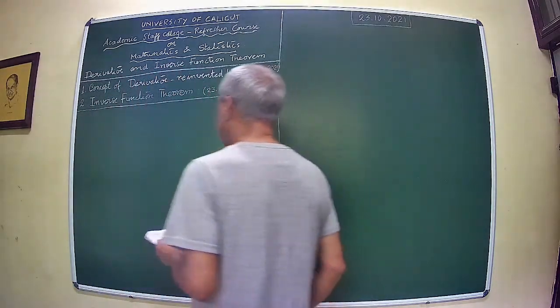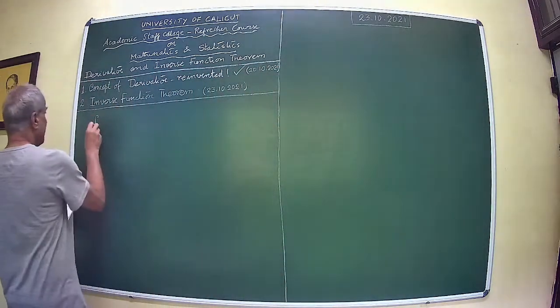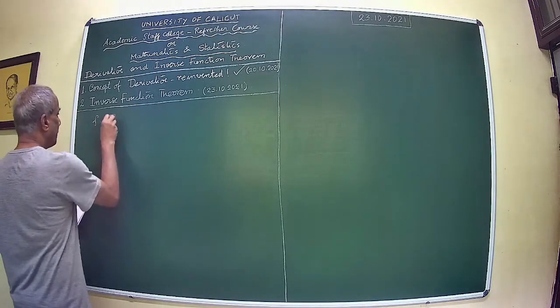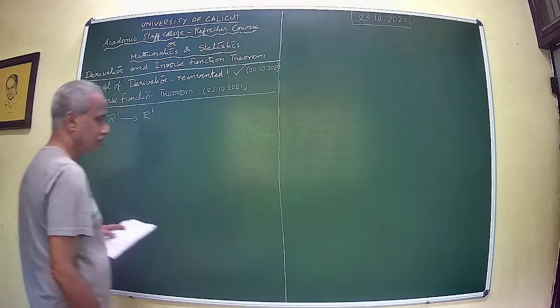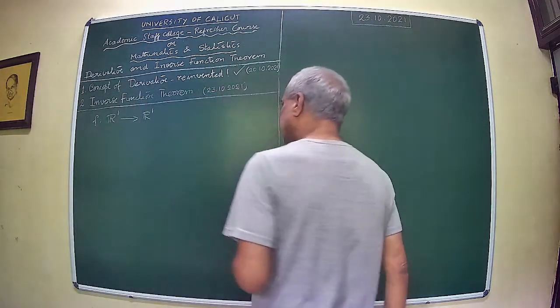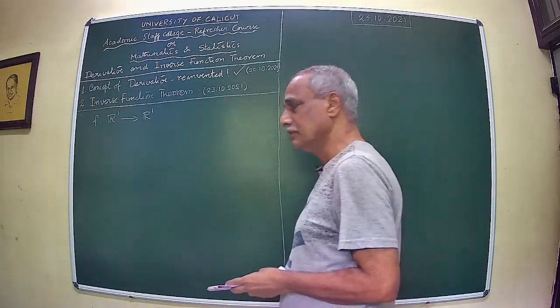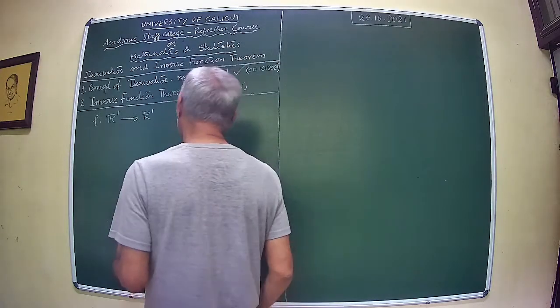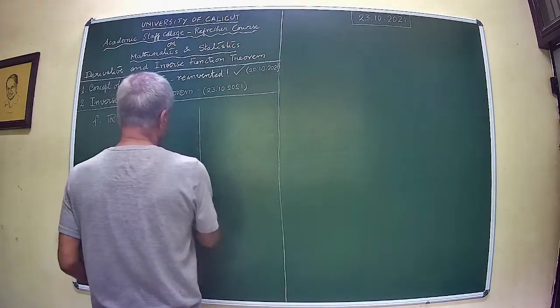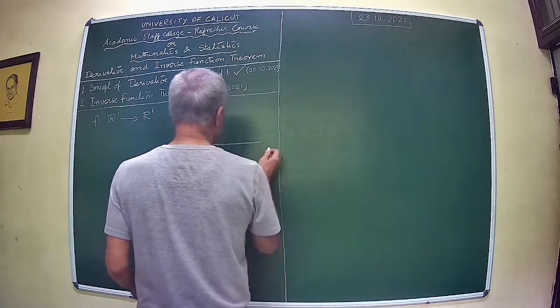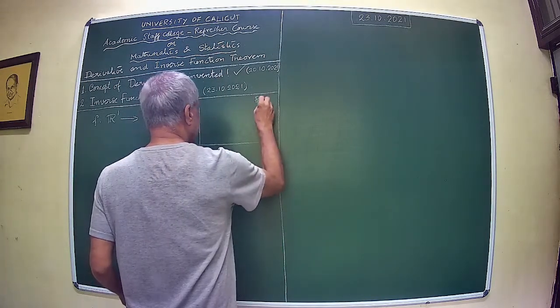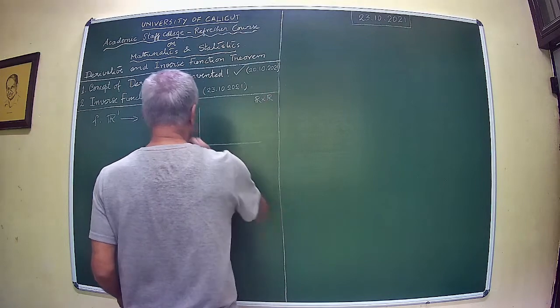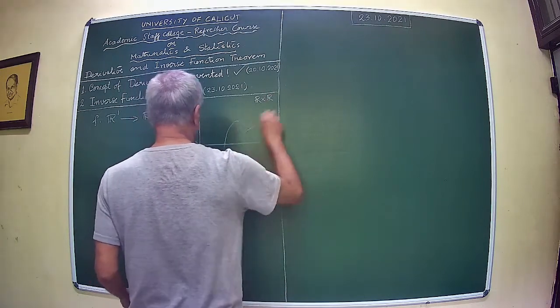So you recall, let us take f from R to R. Now we can draw the graph of this function. We assume f is continuous or smooth or whatever you want. So this is R cross R, and we can draw the graph of this function, something like this.